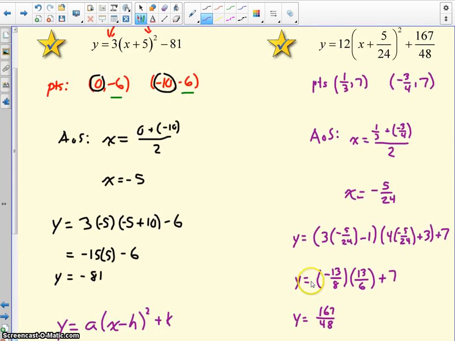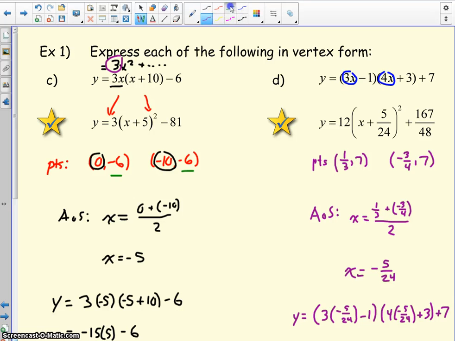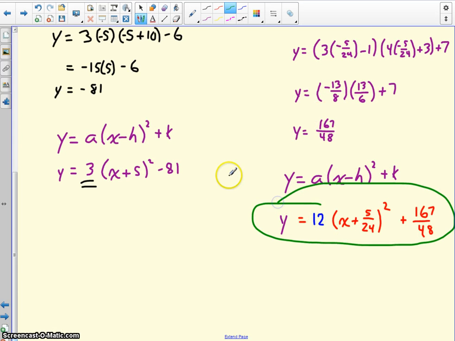So once again, I could sub in one of these points if I wanted to for x and y, or look at the original one. So here, in standard form, I have an invisible 1 out here, so 1 times 3x times 4x would be 12x squared plus whatever else happens in standard form, but the a value in standard form is going to be 12. So I throw that into my a value for vertex form, and I'm done.